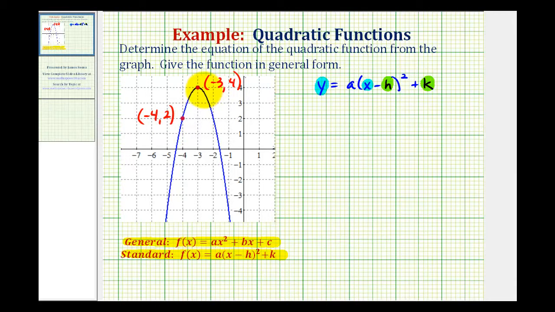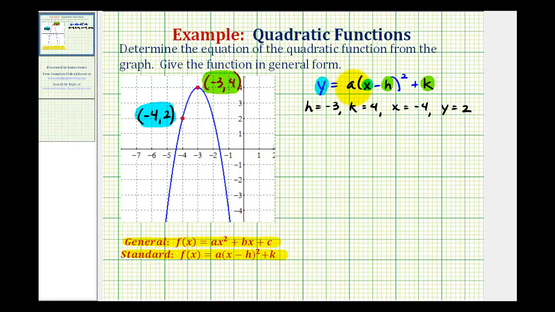Since this point is the vertex, h equals -3 and k equals +4. And since this point is on the function, we can use x equals -4 and y equals +2. So again, from here, we're going to substitute -3 for h, +4 for k, -4 for x, and +2 for y. Notice when we do this, we'll be left with one unknown, a.